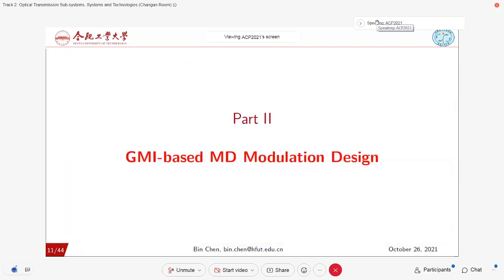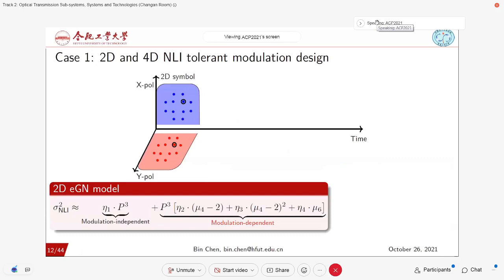And the second part is how to optimize constellations. Here I show an example using GMI to optimize the multidimensional modulation formats because we jointly consider labeling. And so in the first example, I try to show how to design nonlinear tolerant modulation formats in 4D.